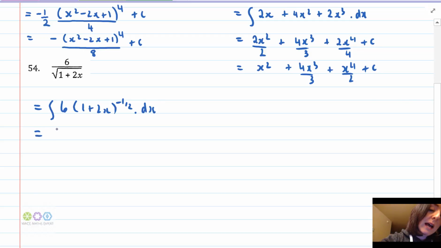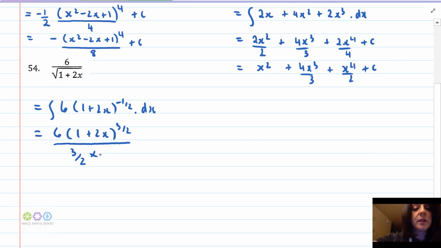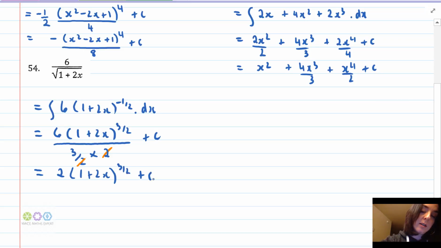So I'll have 6, 1 plus 2x, add 1 to the power, so that's 3 on 2, divide by the power of 3 on 2, multiplied by the derivative of what's in the bracket, or the gradient, which is 2, plus c. And so these 2's cancel out, and 6 divided by 3 is 2, 1 plus 2x to the 3 on 2, plus c.